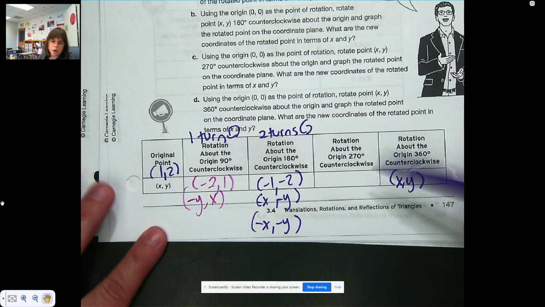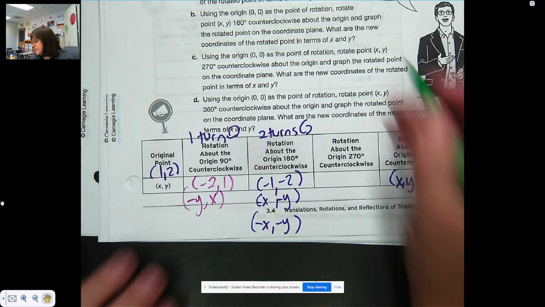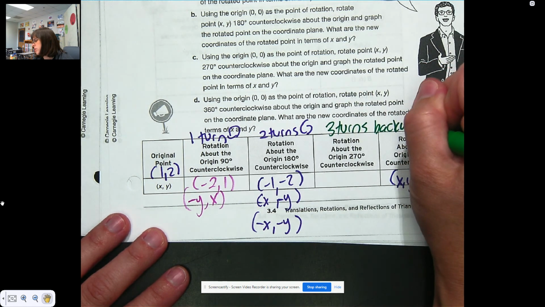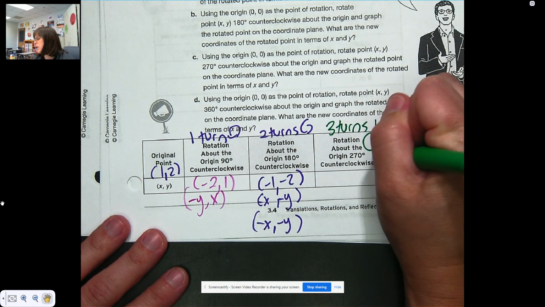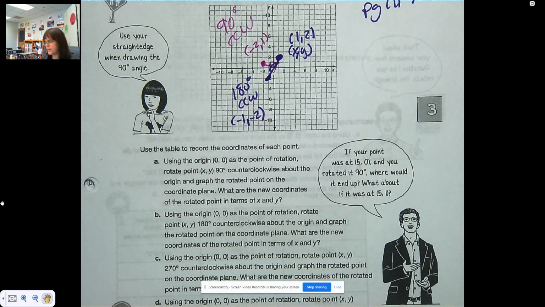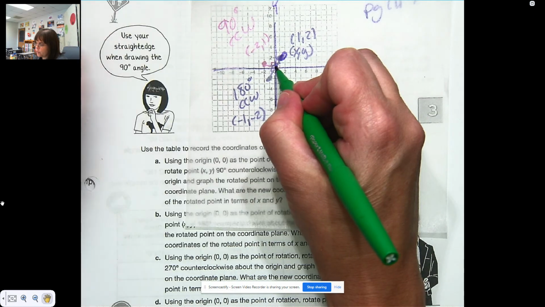Okay? Now we're going to talk about 270. So we're going to turn this thing not once, not twice, but 3 turns backward. Like that. Okay. So if we take our cute little pie paper here, we're going to turn it left once.